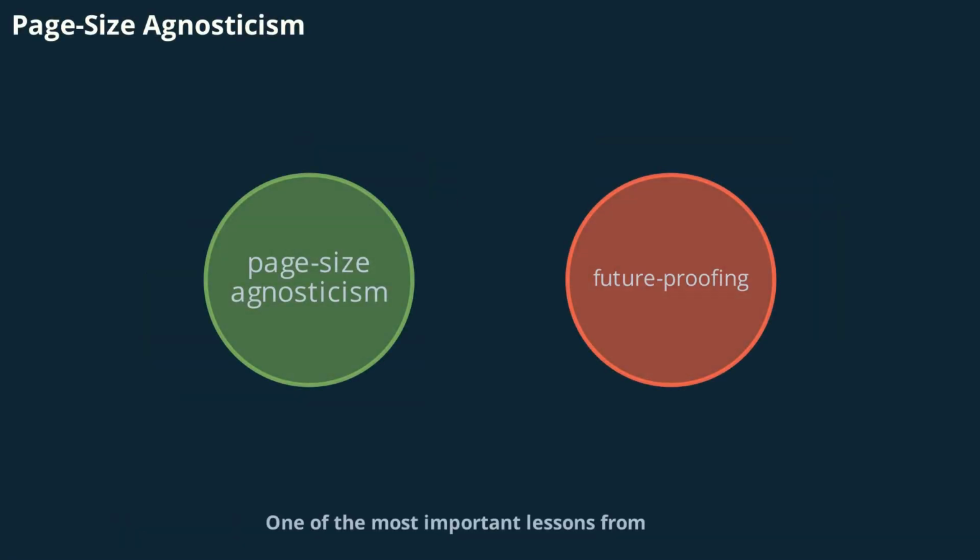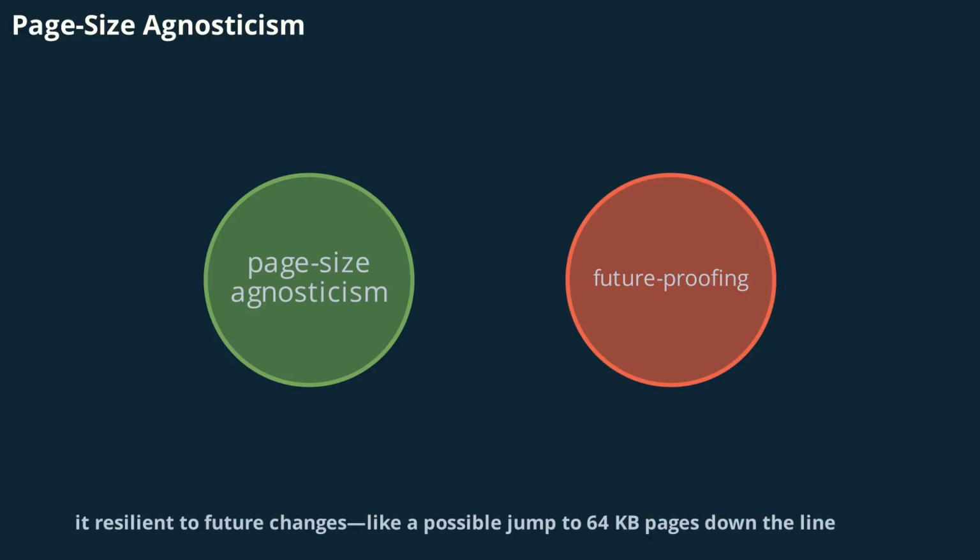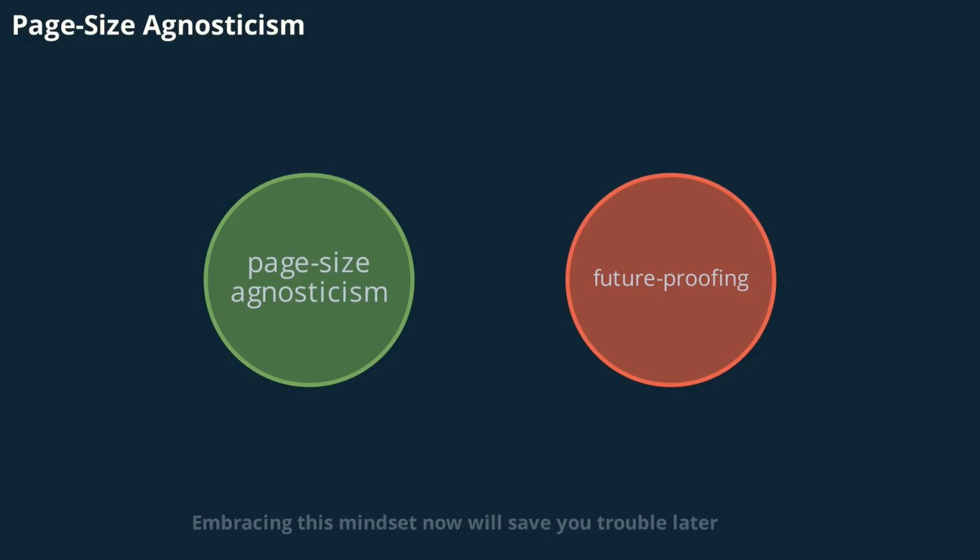One of the most important lessons from this transition is the need for page size agnosticism. Instead of assuming the environment will always be the same, developers must write code that queries and adapts to the system's page size. This not only prepares your app for the current 16 KB world, but also makes it resilient to future changes, like a possible jump to 64 KB pages down the line. Embracing this mindset now will save you trouble later.